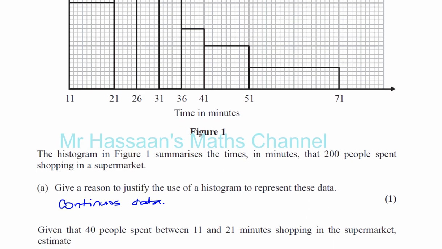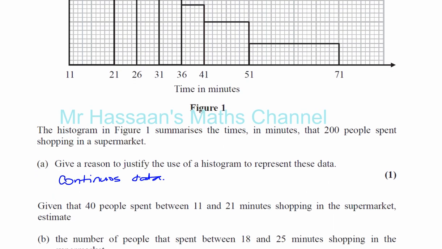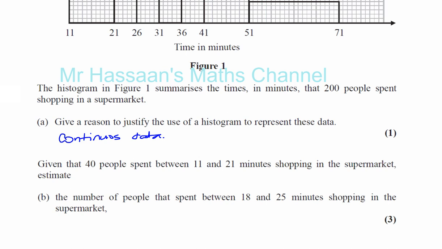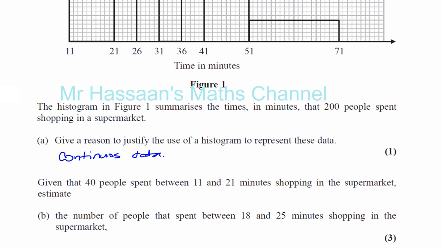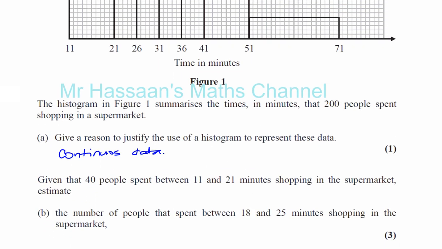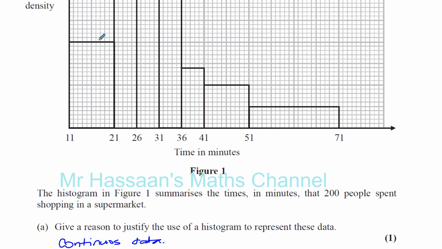Now, it says, given that 40 people spend between 11 and 21 minutes shopping in the supermarket, estimate the number of people that spend between 18 and 25 minutes shopping in the supermarket. So now, 11 and 21, there's 40 people in the first group here. You can see that the width of the bar is 10. If we make this 4, you've got 1, 2, 3, 4. 4 times 10 is 40.